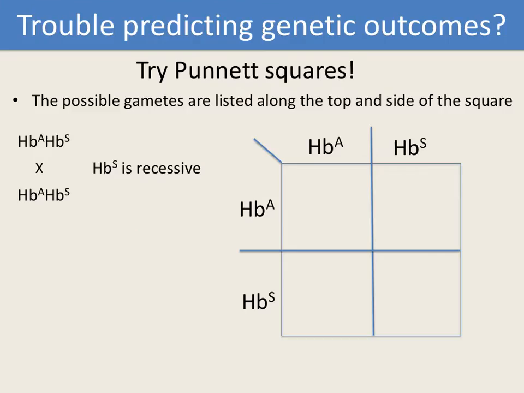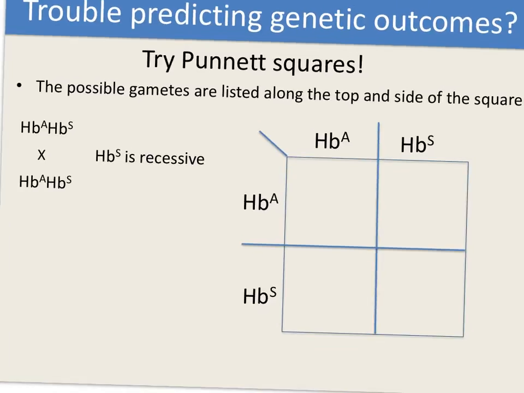Okay. So this is a Punnett square. Along one side, we'll say the man is up here, the woman is down there, okay? And all you do is you line things up, and you go HBA, H.